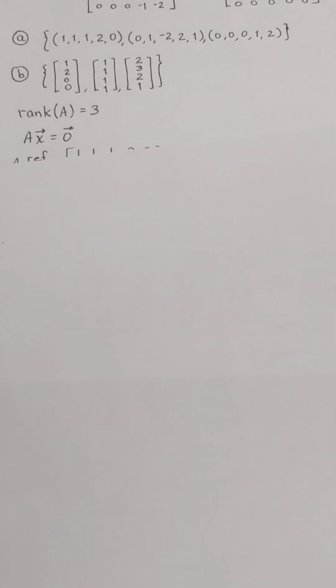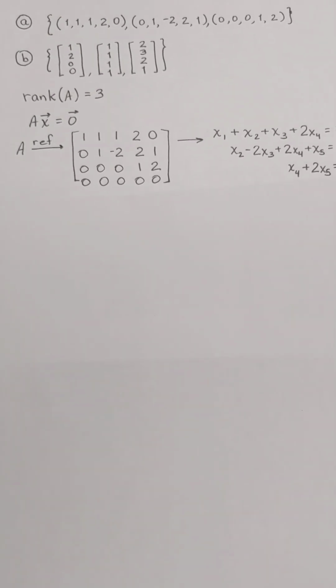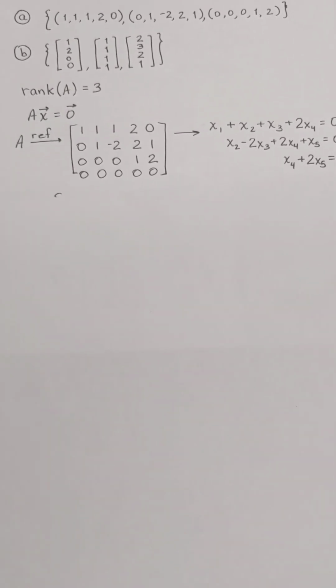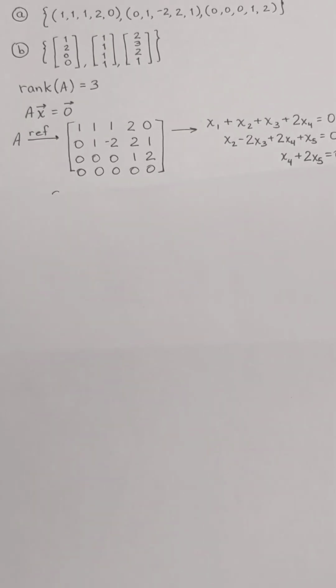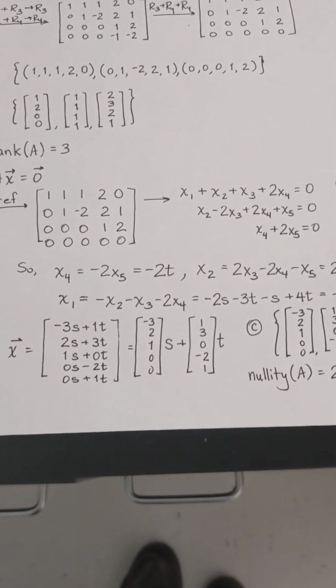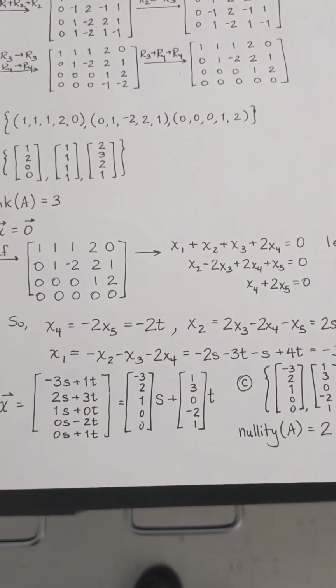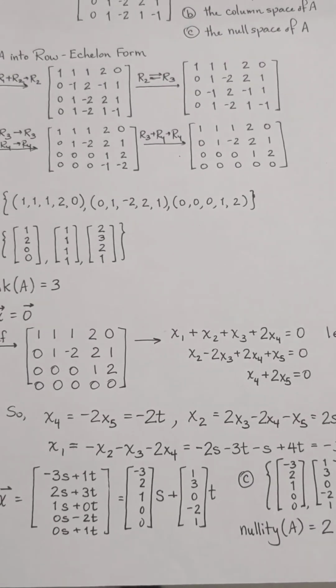And then to get a basis for the null space, we do that by solving AX equals 0. So we will put A into row echelon form, and we will solve that system.